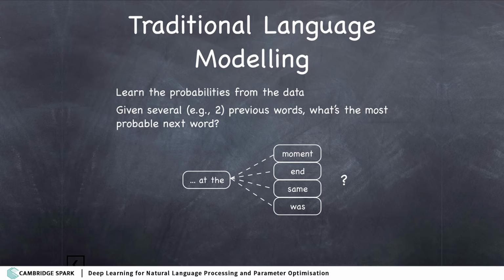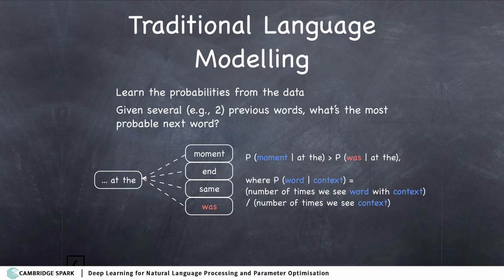Who thinks it would be "was"? Obviously, it wouldn't be "was." Why? Because we've never seen that in the actual data. So if we just use the data that we've seen before, and we calculate the probabilities from this data, we would be able to predict that something like "was" is a very unlikely continuation of this phrase.